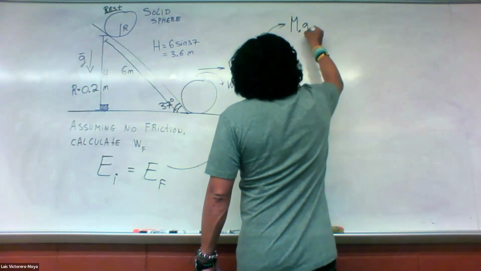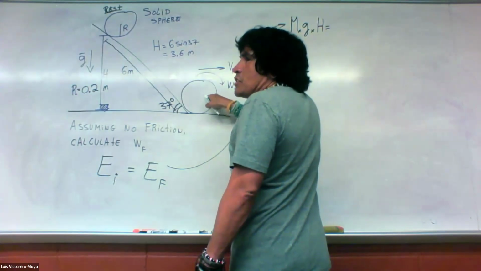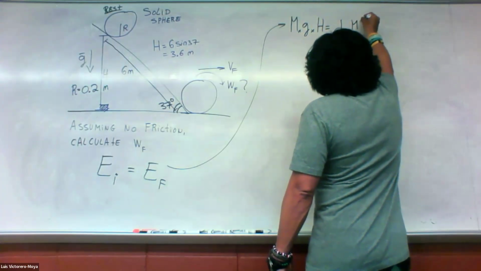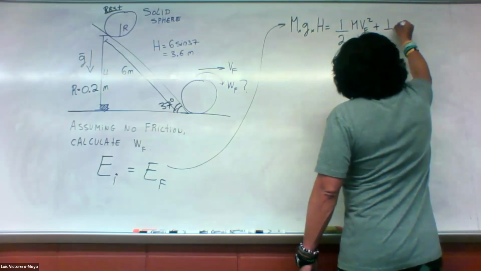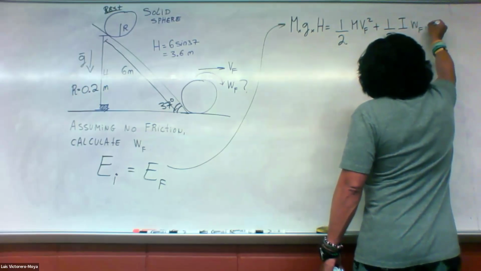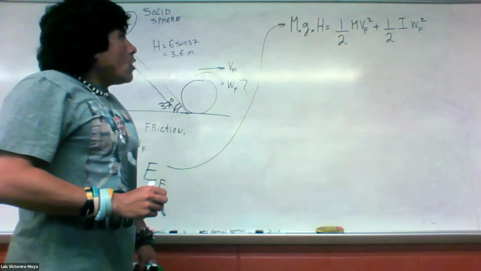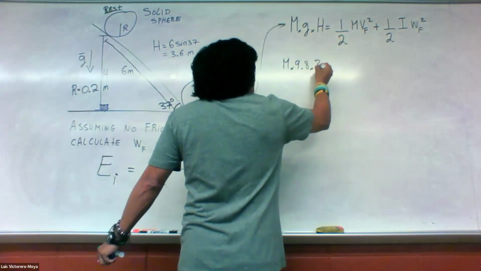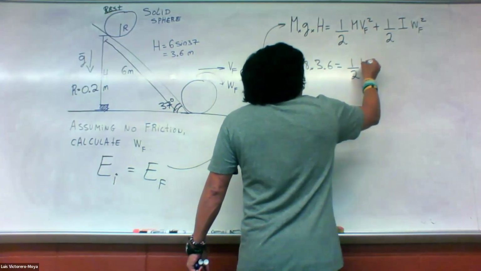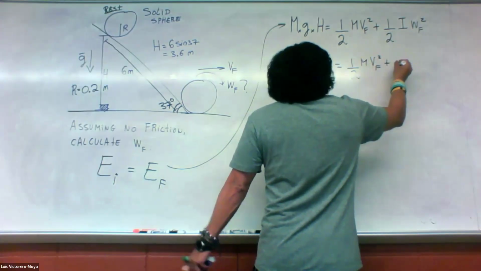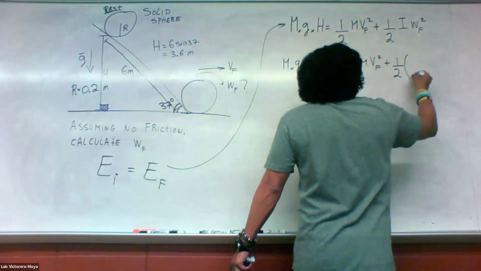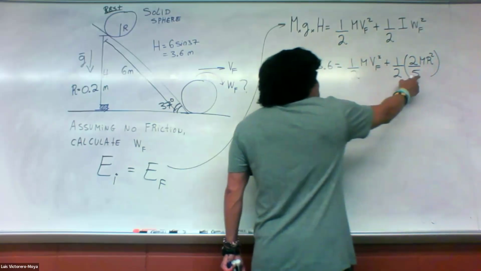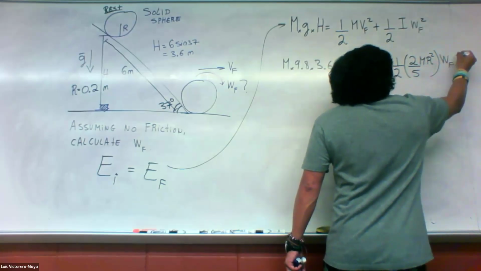All right. So mass of the sphere, gravity times height, equals the energy at the bottom, which is rotational plus translational kinetic energy: 1/2 mass v final squared plus 1/2 I omega final squared. So m times 9.8 times 3.6 equals 1/2 mass v final squared plus, since it is a solid sphere, 1/2 times (2/5 m r squared), that's the moment of inertia of the sphere, times omega final squared.